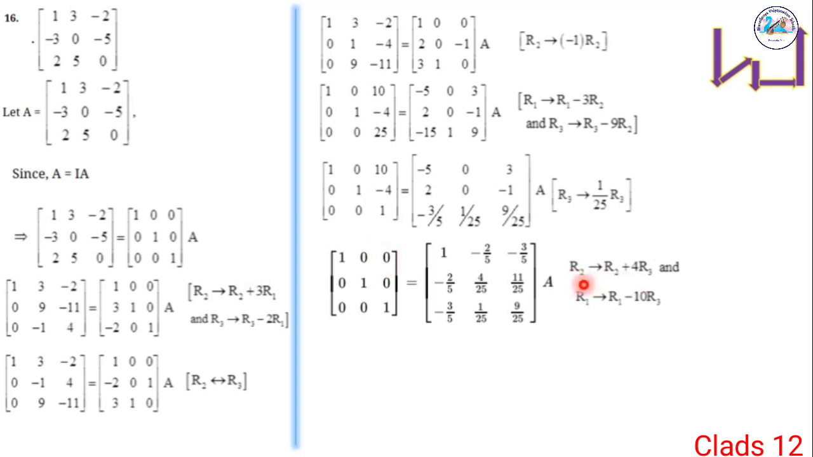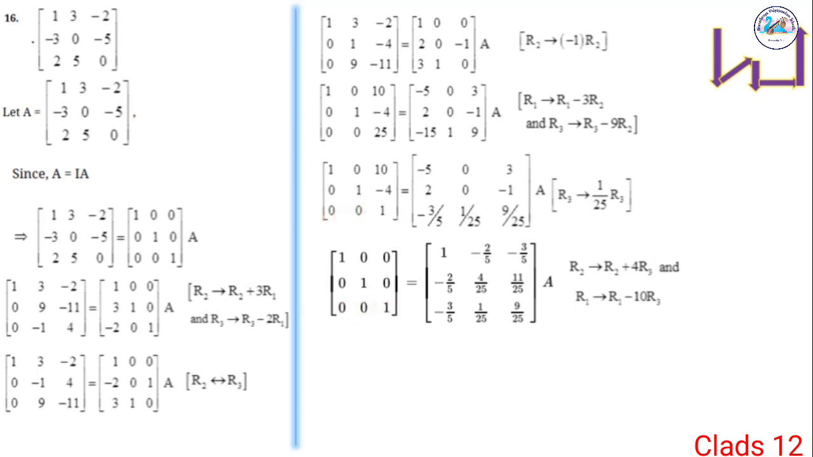Next, R2 is changing to R2 plus 4 R3. R2 is 0 plus 4 into 0, that is 0 only. Next, R2 is 1 plus 4 into 0, that is 1 only. Next is R2, minus 4 plus 4 into R3. 4 into R3 is 4 into 1, that is minus 4 plus 4, that becomes 0. Next, the third row, that is the same, 0 0 1 remains the same.